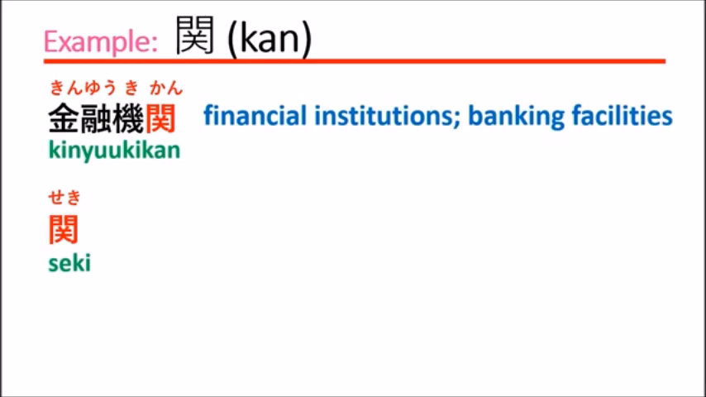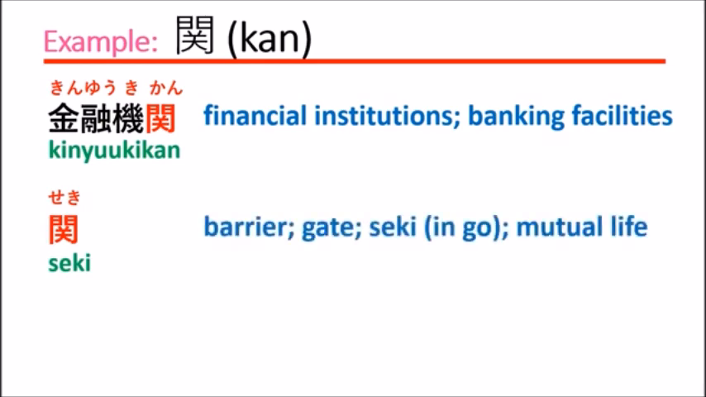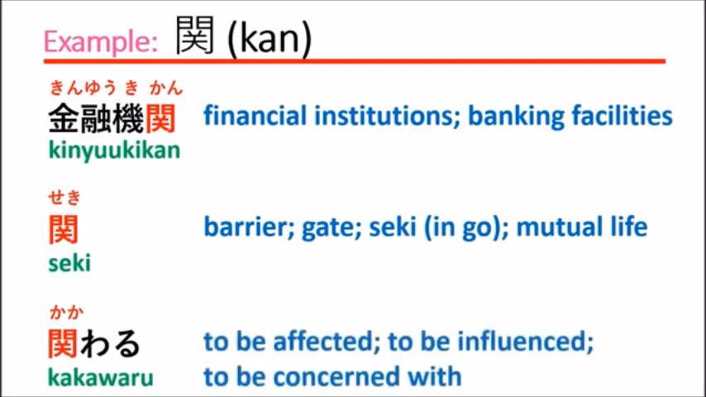The next, seki, seki, seki means barrier, gate, or mutual relation. They have many meanings. Kakawaru, kakawaru, kakawaru means be affected, be influenced, be concerned with.